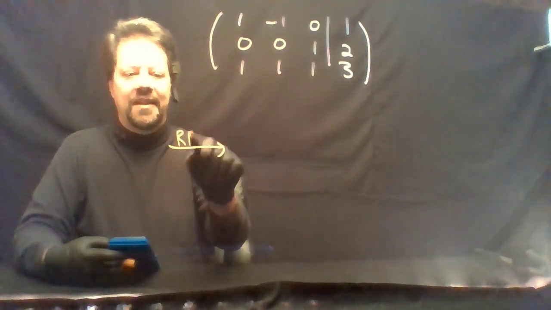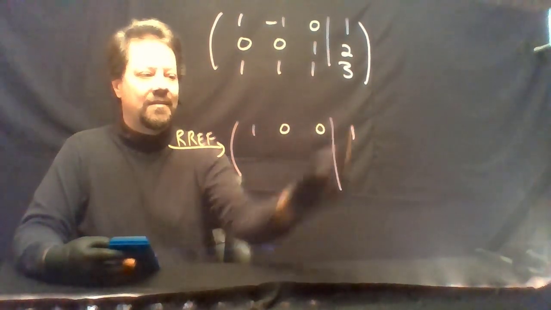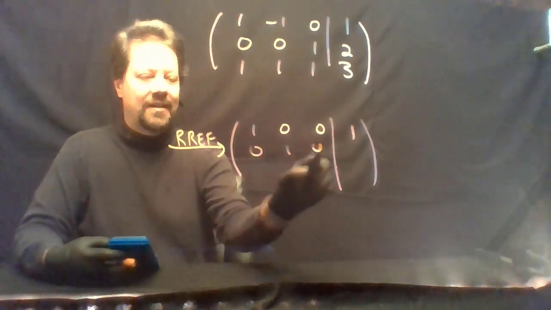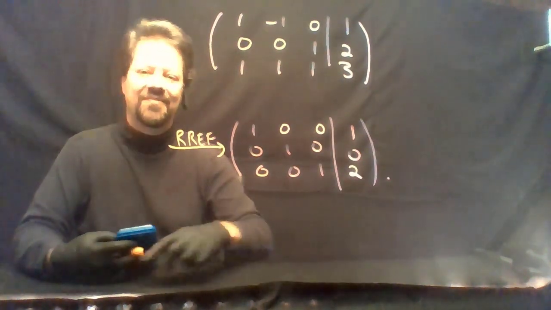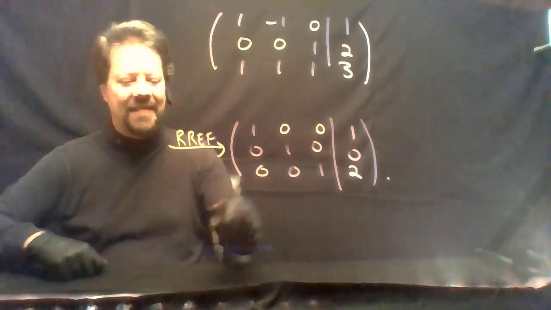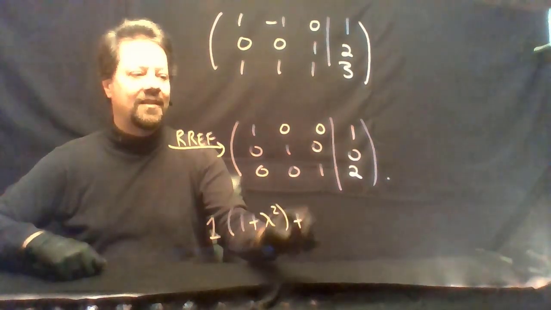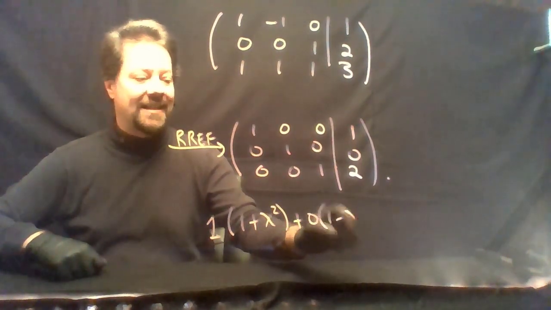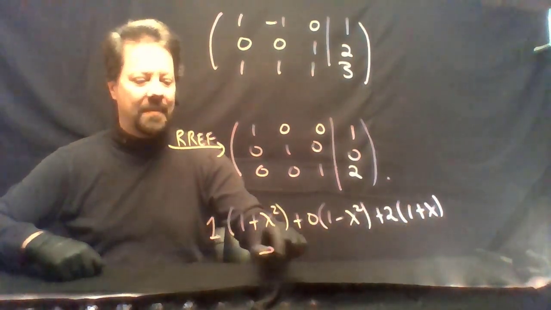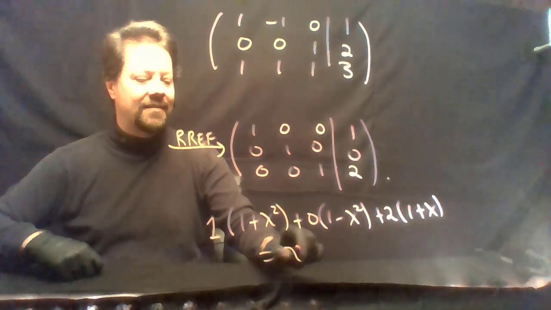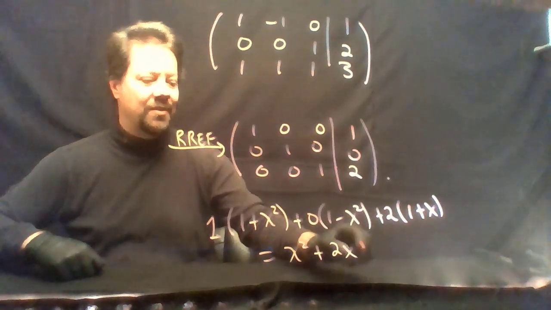My calculator gives me the reduced row echelon form of 1, 0, 0, 1, 0, 1, 0, 0, 0, 0, 1, 2. You might have seen this to begin with. 1 times the polynomial 1 plus x squared plus 0 times the polynomial 1 minus x squared plus 2 times the polynomial 1 plus x gives us x squared plus 2x, and 1 plus 2 makes 3.